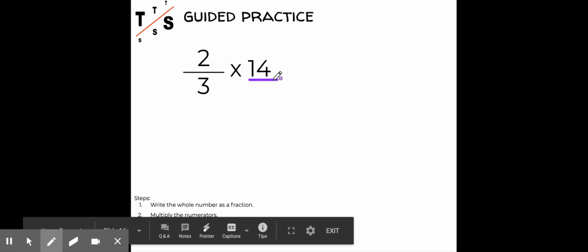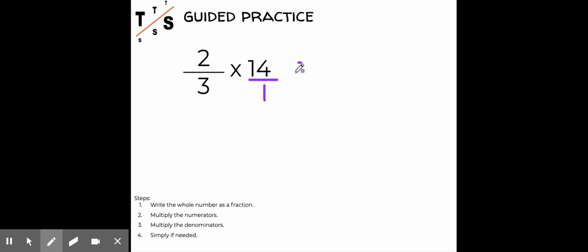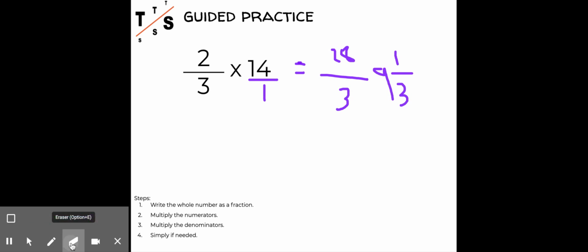I'm going to make 14 a fraction. 2 times 14 is 28. 3 times 1 is 3. How many times can 3 go into 28? Well, 3 times 7 is 21. 3 times 8 is 24. 3 times 9 is 27. 28 minus 27 is 1. And I keep the same denominator. So my answer is 9 and 1/3.